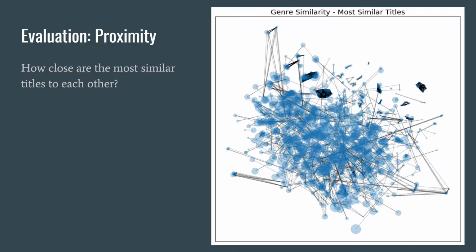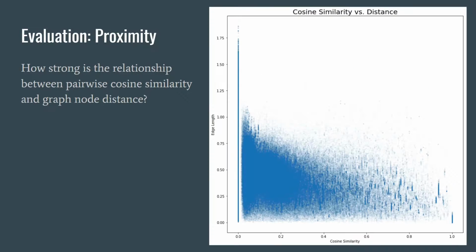Now, if we want to look at accuracy, one thing we can look at is how close are the most similar titles to each other. And it turns out that sometimes they're very close to each other, and we've probably done a good job, and sometimes they're quite far from each other, and maybe there's room for improvement. But it's a little difficult to say overall how effective this is. Another thing we can look at is the relationship between the pairwise cosine similarity and the graph node distance. And we can see that there is a general decreasing trend, but perhaps not as strong as we might hope to see from a data set like this, using a method like this.